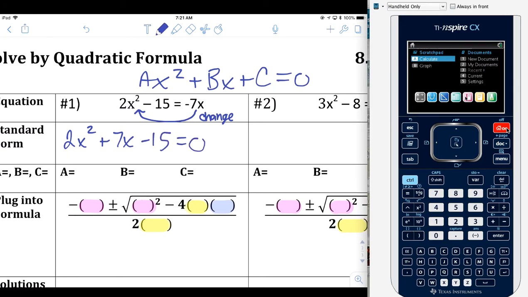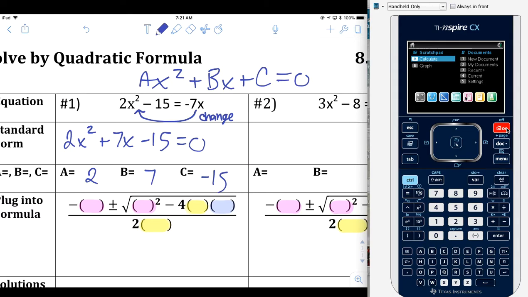Well, because it has to go x squared, x, no x. I can't just put him on the end. That's not in the right order, okay? That means my a is 2, my b is 7, and my c is negative 15. When your equation's in the right order, labeling your numbers is easy because they go in order.